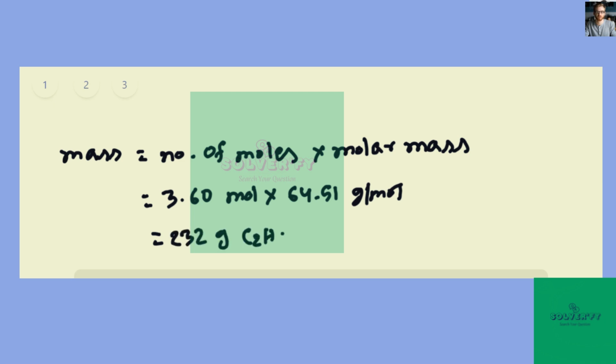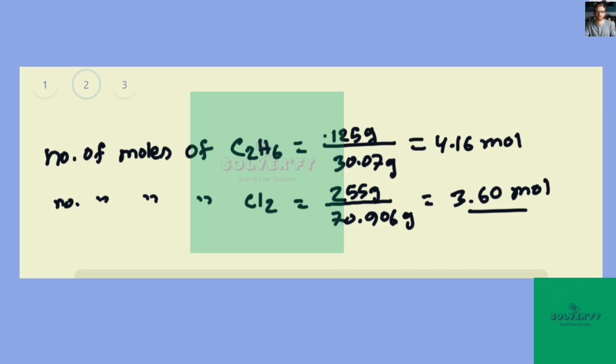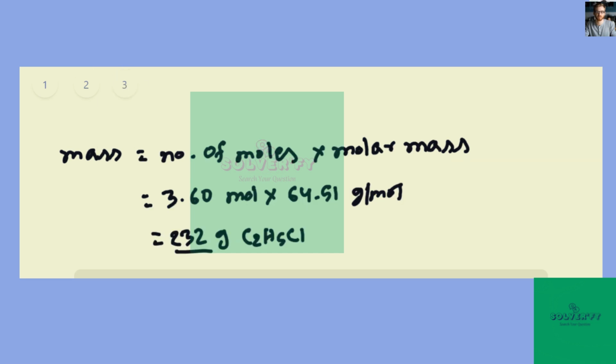So this is the mass of C2H5Cl which will be found in this reaction: reacting 125 gram of C2H6 with 255 gram of chlorine will give us 232 gram of C2H5Cl.